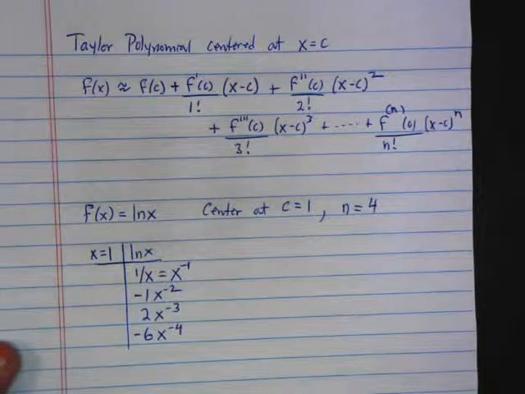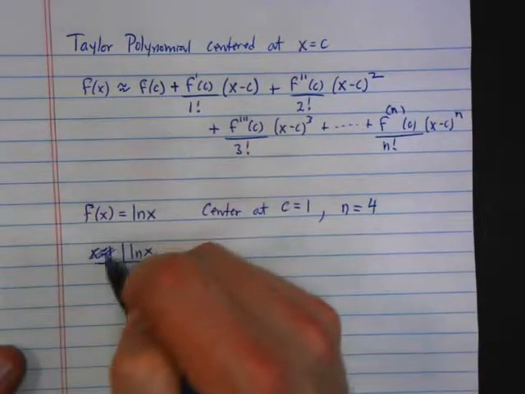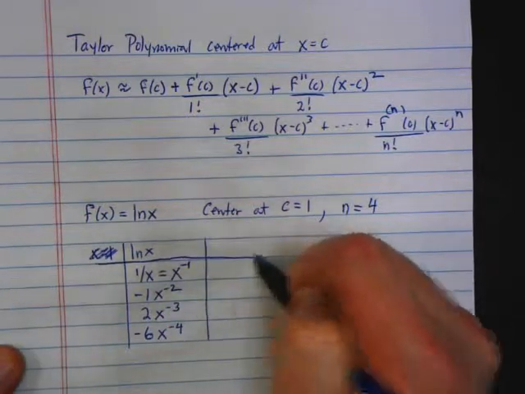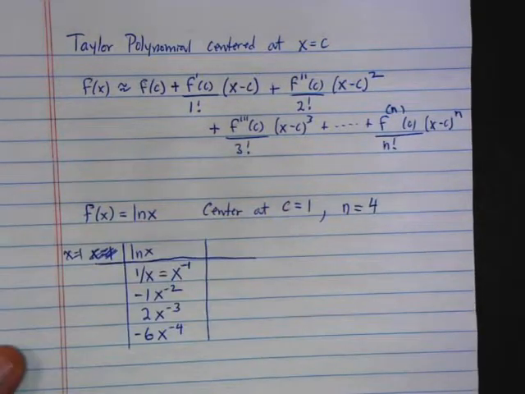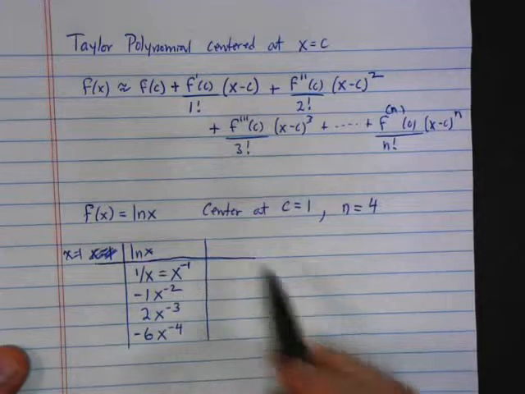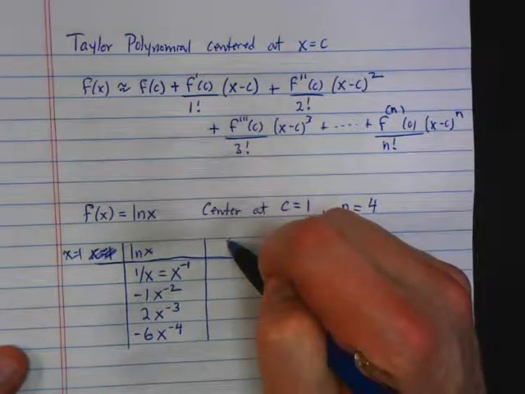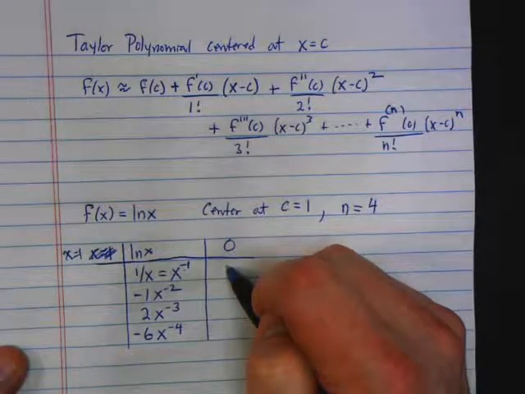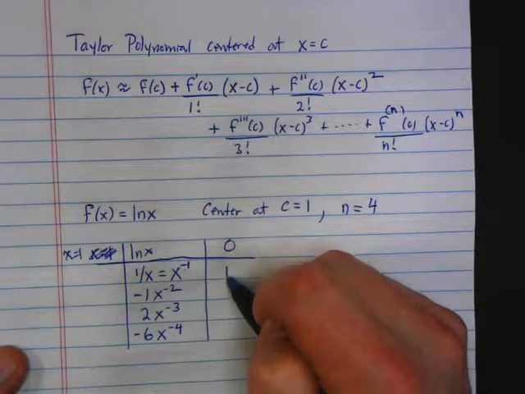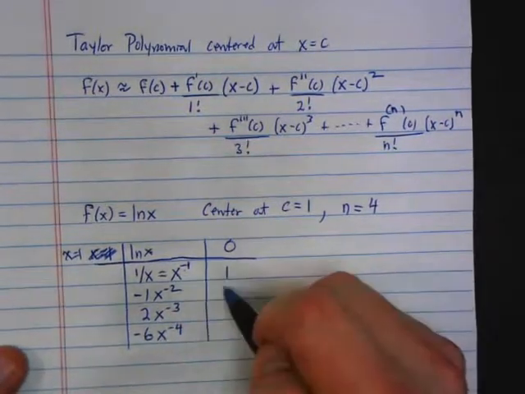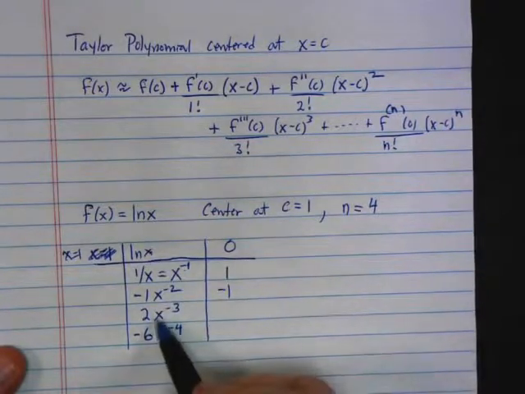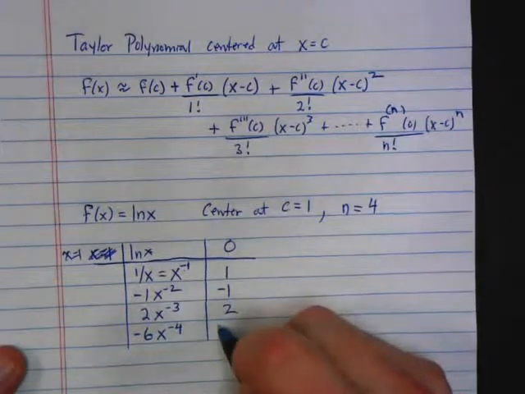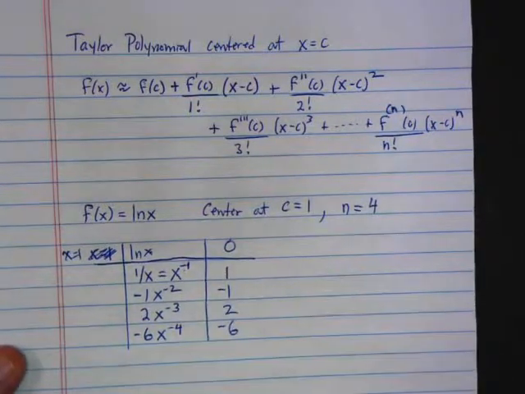All right, then we're going to plug in x equals 1. Oh, I didn't build my table right. That's okay. We'll do it over here. What do you get when you plug in x equals 1? What's the ln of 1? 0. Plug 1 in. What's 1 to the negative 1? 1. Plug 1 in. You get negative 1. Plug 1 in. You get 2. Plug 1 in. You get negative 6.